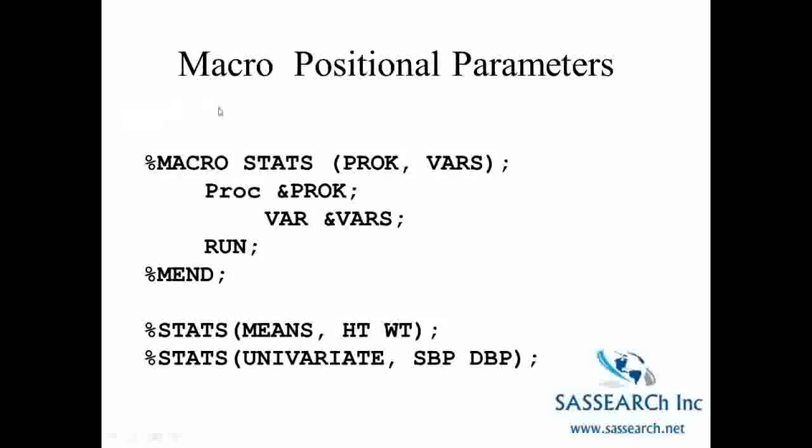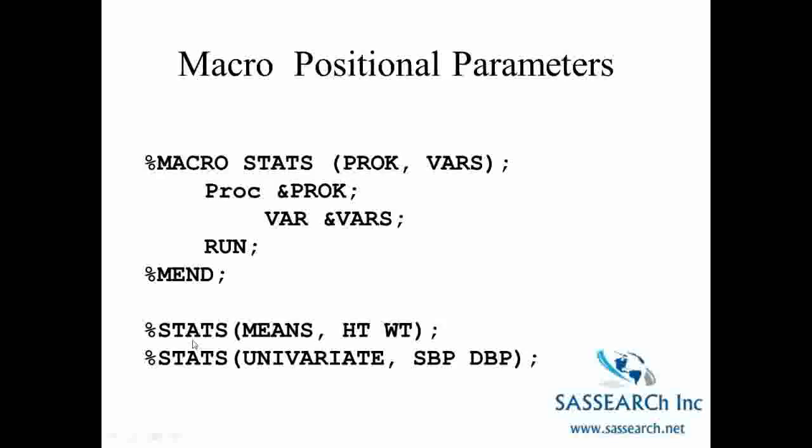So here is an example of the same macro that we were doing before, but instead of having a PROC MEANS and a VAR of height, weight, and pulse, we're using positional macro parameters. So this gives us more flexibility when we invoke our macro. And to indicate that we're using macro parameters, notice that in our proc statement, we now have an ampersand proc, which matches the name of the positional parameter in the macro statement, and for VAR, ampersand vars, which matches the positional parameter vars in our macro statement.